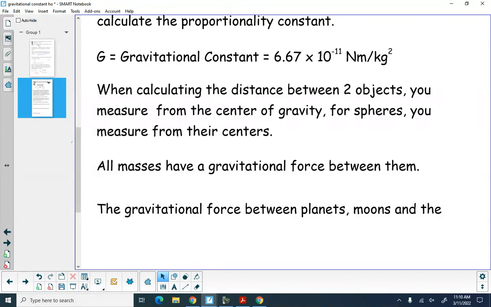Think about our masses. They are not that great. We're talking about 60, 70 kilograms, multiplying 60 and 70 kilograms. And the distance that we have between us is very small.